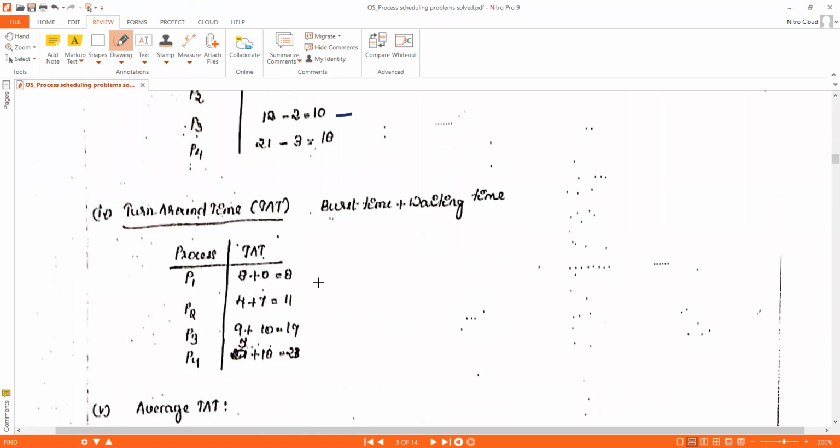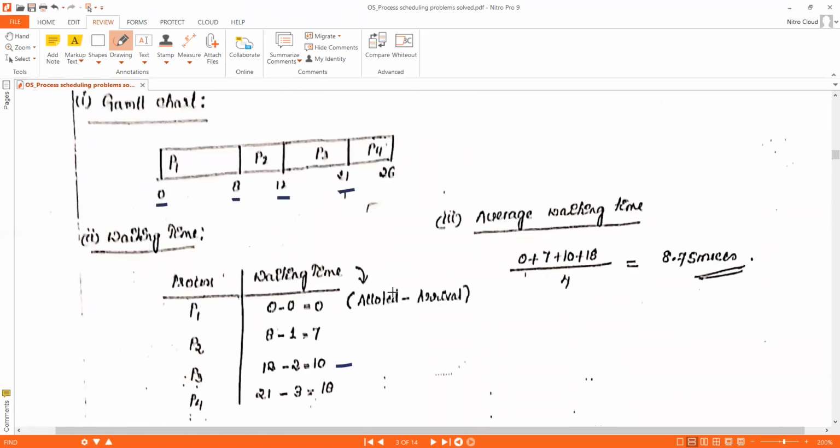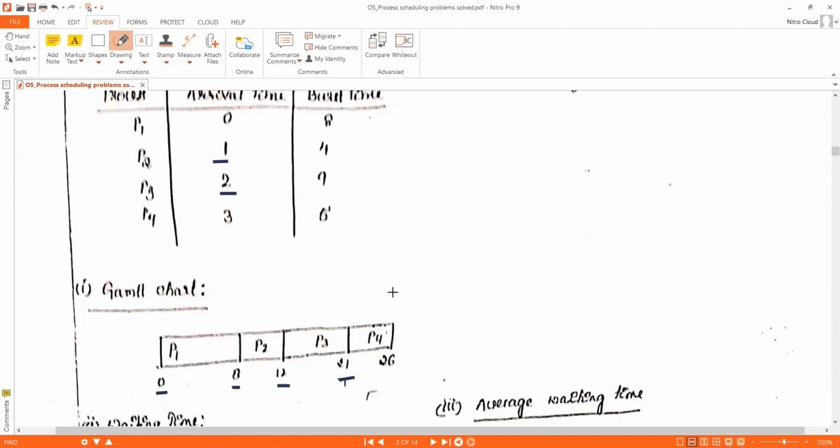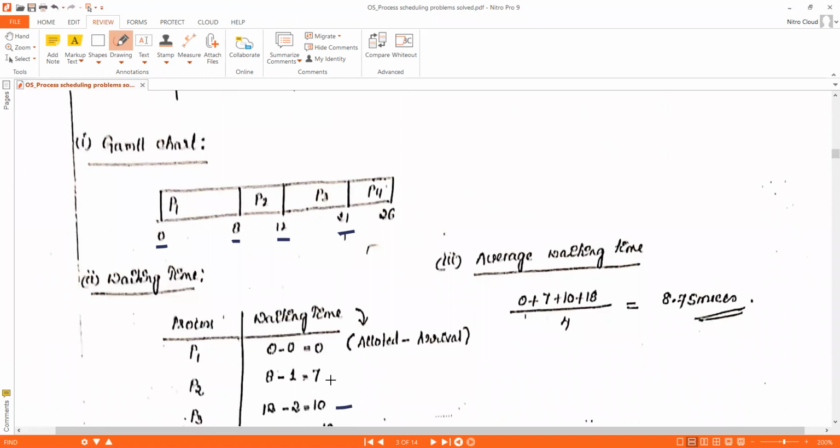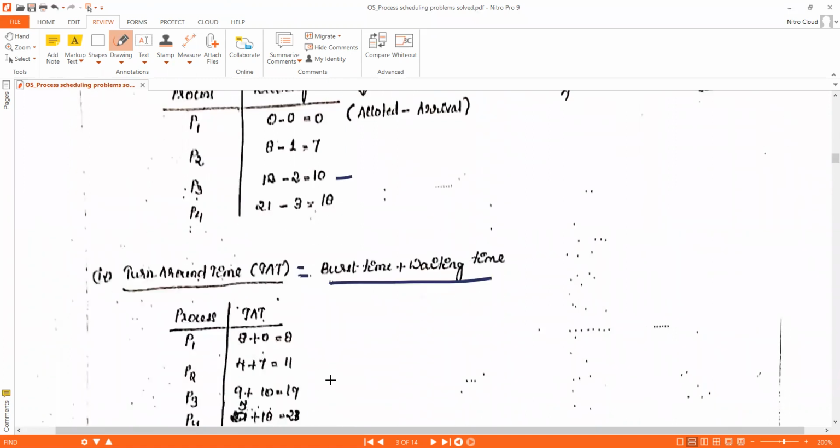Now we'll find the turnaround time. Turnaround time, we can calculate it. It is sum of burst time plus waiting time. Sum of burst time plus waiting time, we will get the turnaround time. Okay, here for the process one's burst time is how much? Process one's burst time is 8 milliseconds and process one's waiting time is 0 milliseconds. 8 plus 0, it is 8 milliseconds is the turnaround time for process 1.